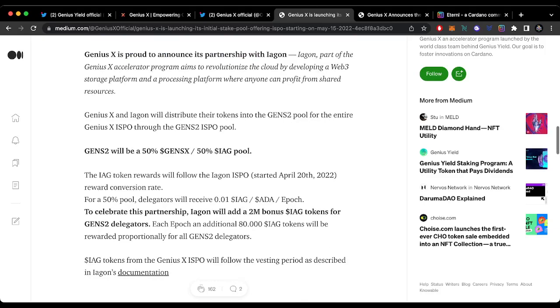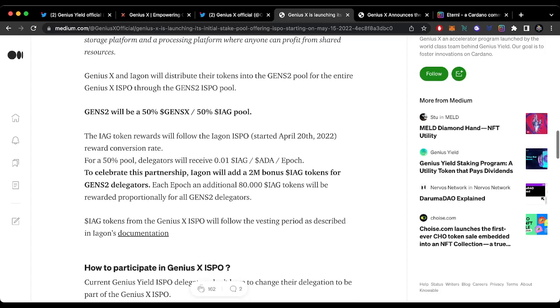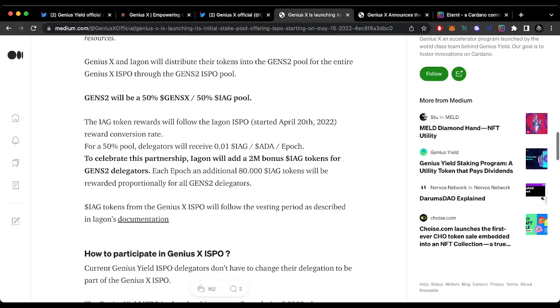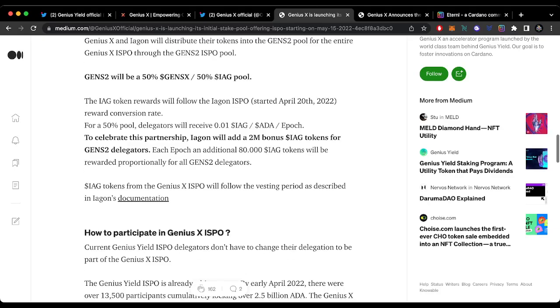Genius X and Igon will distribute their tokens into the Gens 2 pool for the entire Genius X ISPO through the Gens 2 ISPO pool. As discussed, it will be 50% Gens X and 50% IAG. The IAG token rewards will follow the Igon ISPO, which started on April 20th, 2022 reward conversion rates. So for a 50% pool, delegators will receive 0.01 IAG per ADA per epoch.